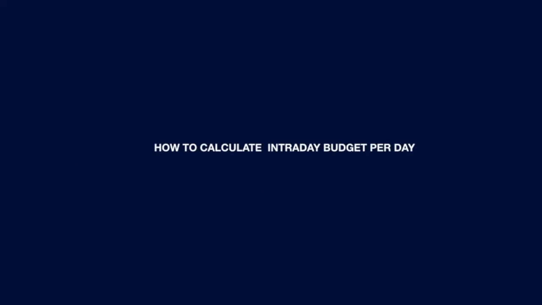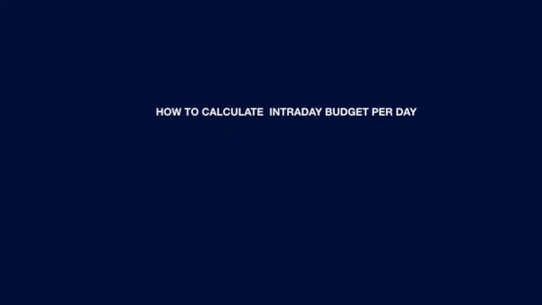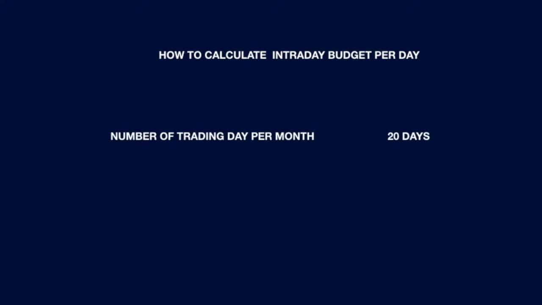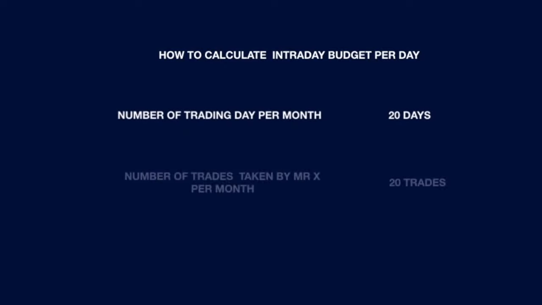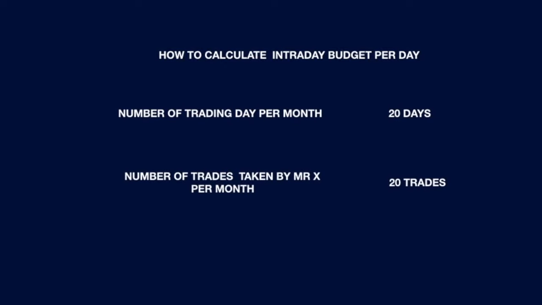For example, in the month of September, there are 30 days, right? Out of these 30 days, let's say there are only 20 trading days. The remaining 10 days, let's say it was weekend or public holiday, anything as such. So we have only 20 trading days for the month of September. And if Mr. X decides to take only one trade per day, that means he will have 20 trading sessions, right?